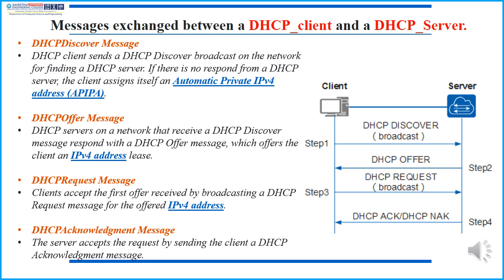Next message is the DHCP offer message, where a DHCP server on a network that receives a DHCP discover message responds with a DHCP offer message, which offers the client an IPv4 address lease. Next is the DHCP request message, where the client accepts the first offer received by broadcasting a DHCP request message for the offered IPv4 address. Next one is the DHCP acknowledgement message. The server accepts the request by sending the client a DHCP acknowledgement message.